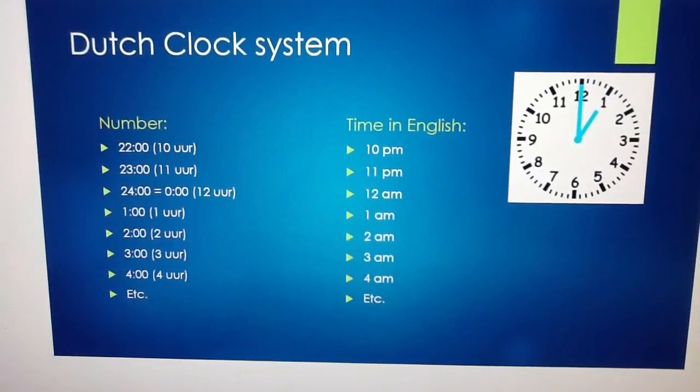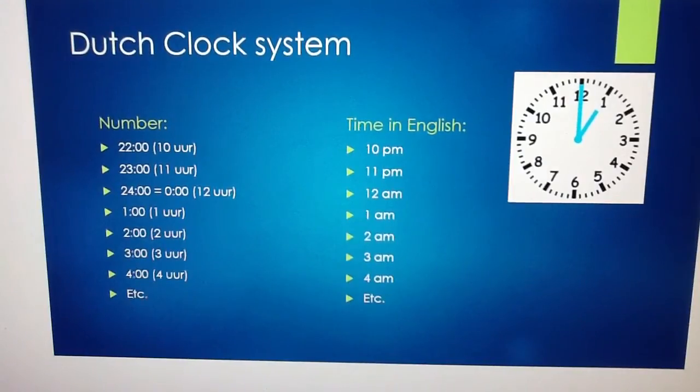Which would be 24:00, but we actually just say 12, as in the English language. So we write 0:00, but we don't say 0 uur, 0 o'clock, we don't say that, we say 12 uur, 12 AM. So 12 uur is 12 AM, at night, 12 uur 's nachts. We write 0:00, but we say 12 uur. Don't ask me why, but we just do that.